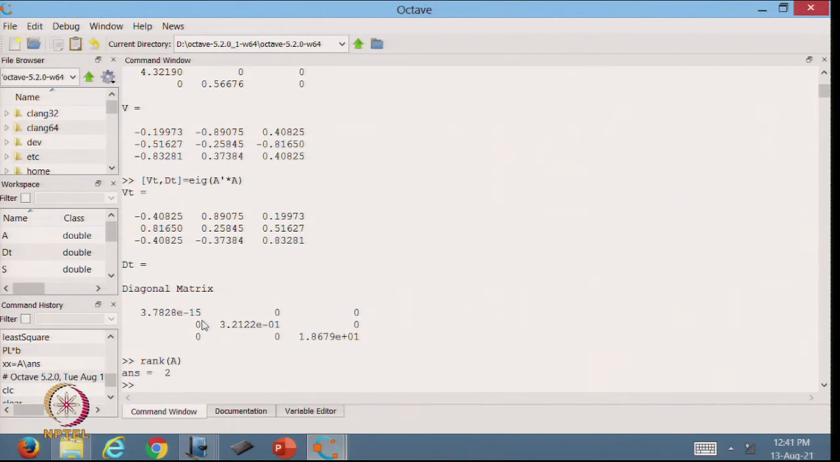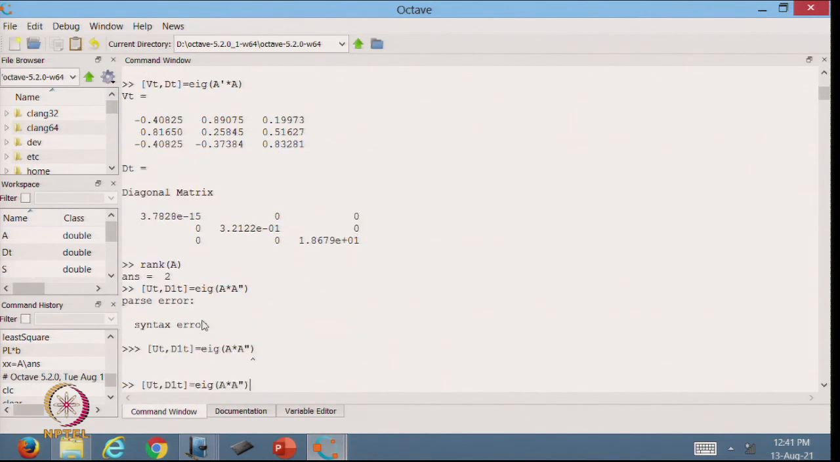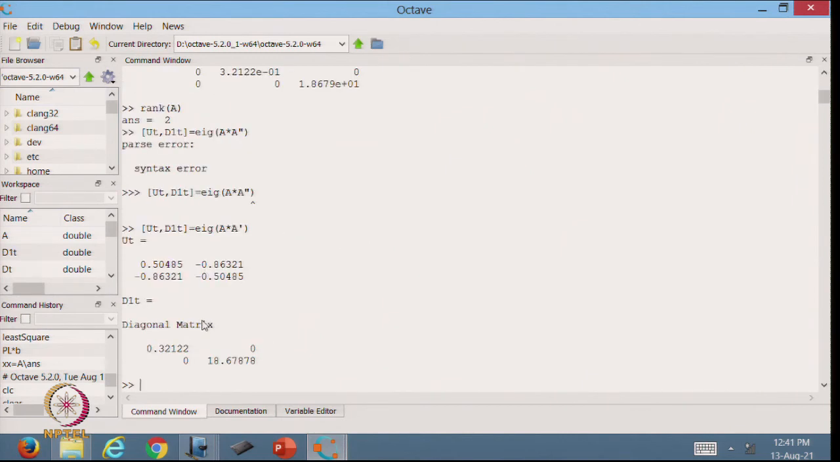Now, the same thing I can check for U. Let us see what I get for U, and maybe I can write it as D1, for A transpose. I get this value. It will be 2 cross 2, and the eigenvalues will be the same, 0.32 and 18, and this is my corresponding matrix.